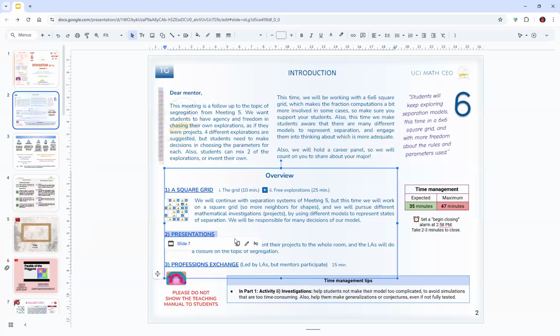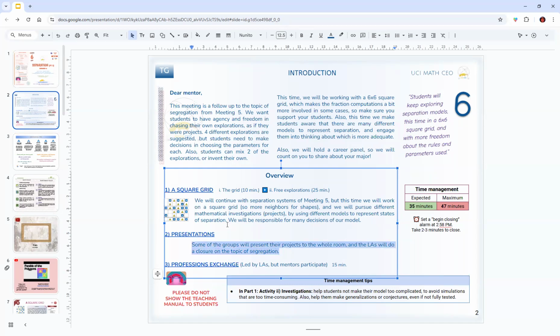Second part will be led by your LAs, but you will also participate in the sense that you can tell them during the monitoring, during part 1, which groups could present. I mean, it's all about the students deciding, but some of the groups will present their projects or their investigations to the whole room. So this is sort of like a math circle style, where after or at the end of the meeting, students present what they did, all the questions they answer, and the things that they were not sure. And there's a back and forth with questions and answers.